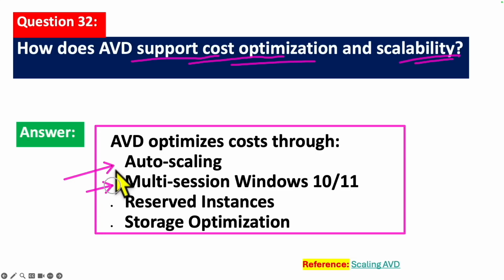Then look at the multi-session offer for Windows 10 and Windows 11. This is not available at the moment on Windows 365. So this will allow multiple users to share a single virtual machine, significantly reducing the number of virtual machines required. And this feature enables organizations to maximize the usage of their virtual machines, thereby decreasing the overall cost of deployment and maintenance. Then we have reserved instances.